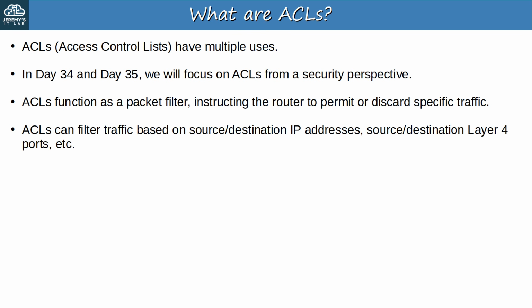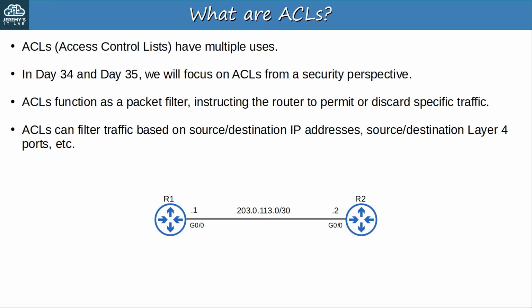ACLs can filter traffic based on the source and destination IP addresses, source and destination layer 4 port numbers, etc. For the CCNA, we'll just focus on those 2, IP addresses and port numbers, but you can get more advanced with ACLs also. Okay, I think showing you will make things easier to understand than just explaining.